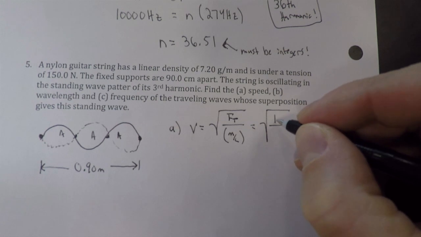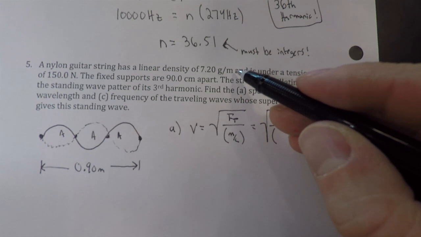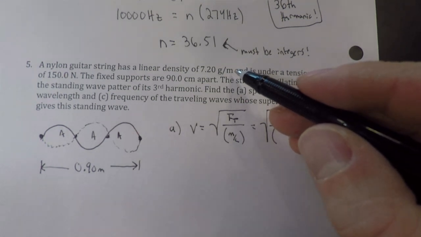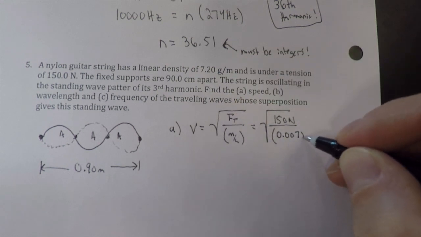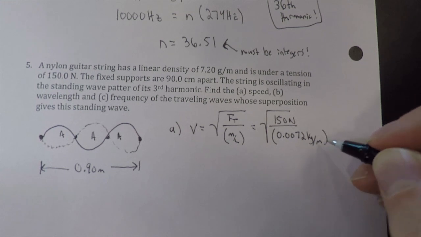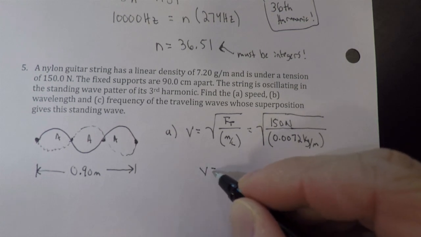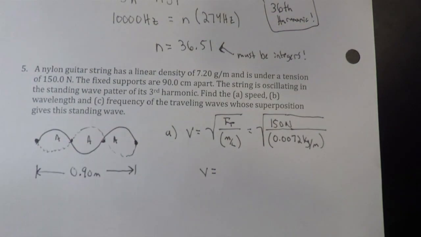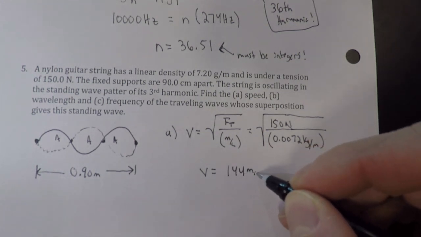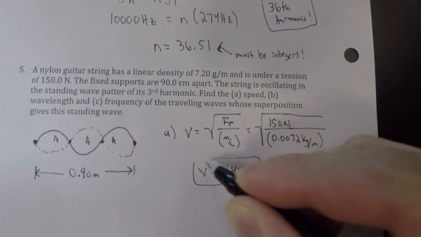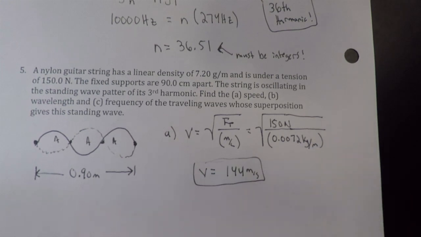Square root, the tension is 150 newtons. The mass per length is given to me as one number here, 0.72 grams per meter, but I need it in kilograms. I've got to divide by 1,000. It's 0.0072 kilograms per meter. So I can plug this into my calculator now and figure out the speed. So in this particular string, the speed ends up being 144 meters per second. That's pretty fast. I mean, your eye's not going to be able to follow that. It's about 300 miles per hour, somewhere thereabouts.